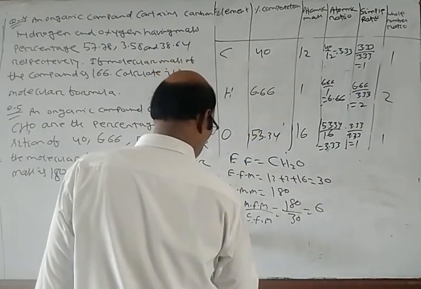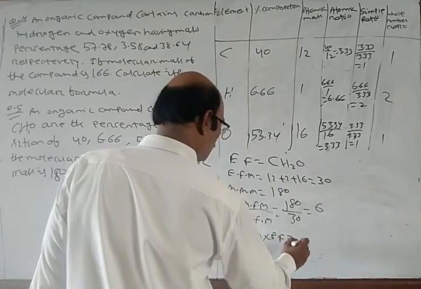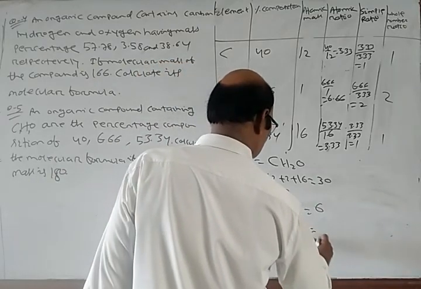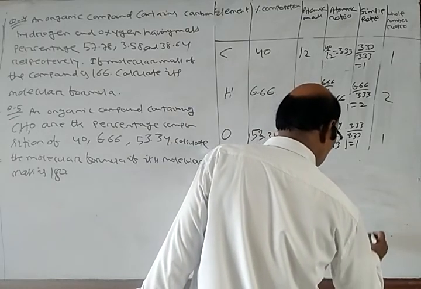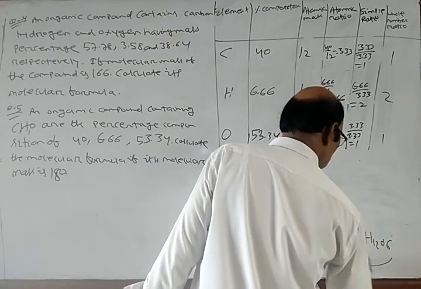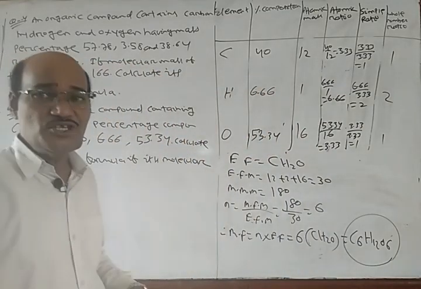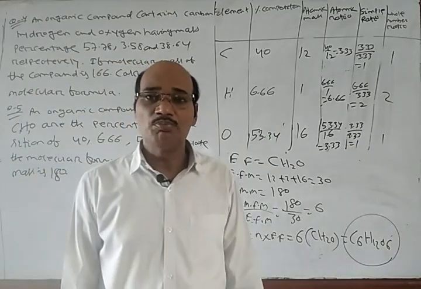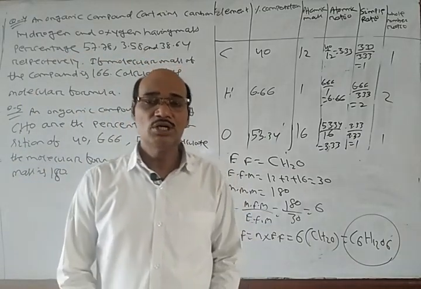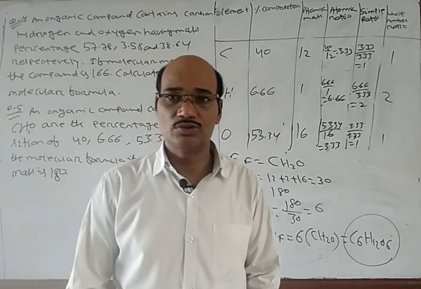Therefore molecular formula equals n into empirical formula, 6 into CH2O, equals C6H12O6. So C6H12O6 is the molecular formula of the compound. In this way we can find out the molecular formula from the percentage composition data. In the next class we will discuss stoichiometric calculations. Thank you.